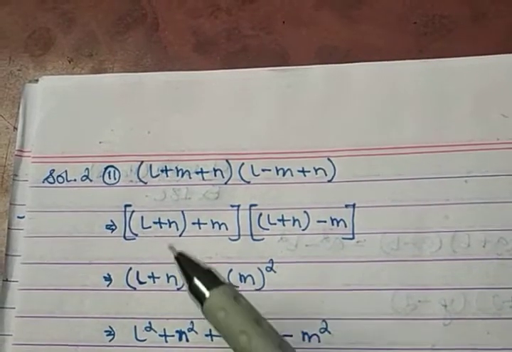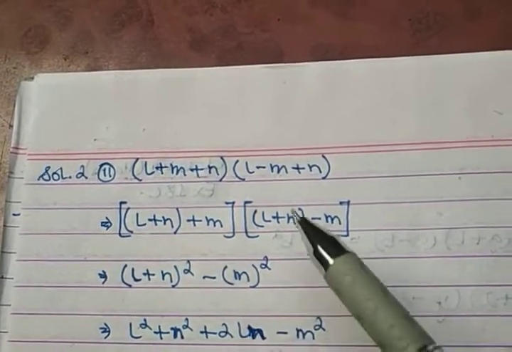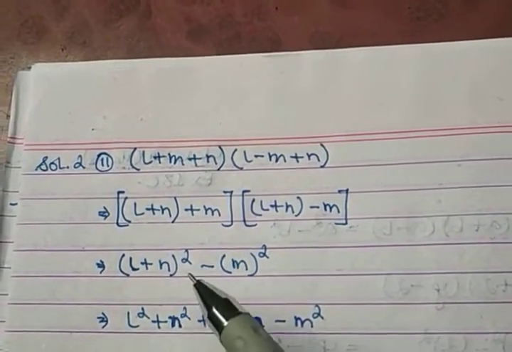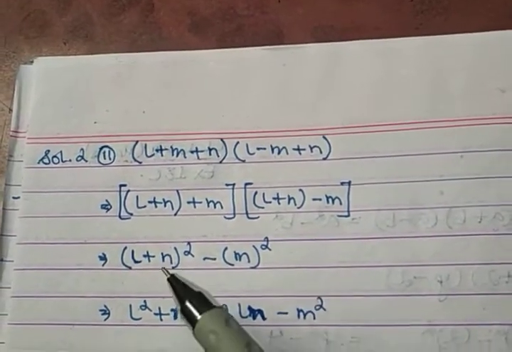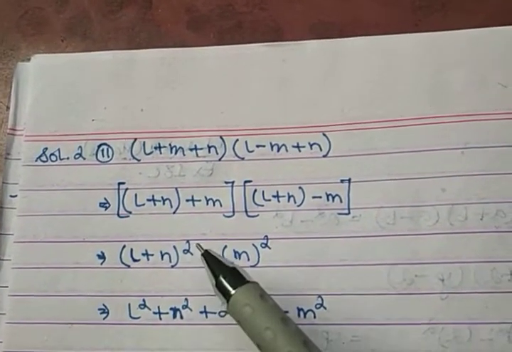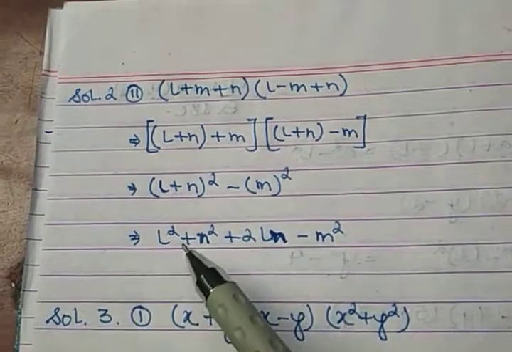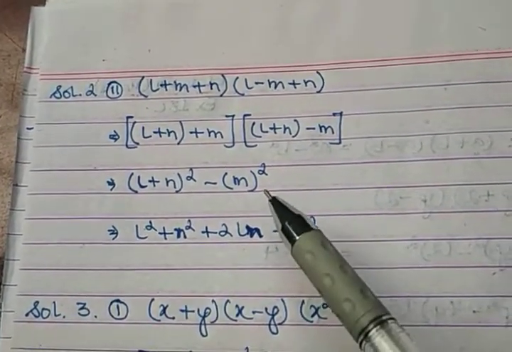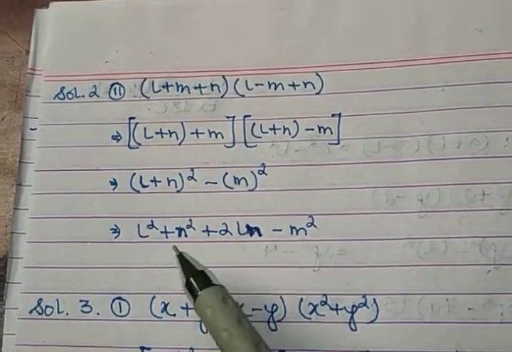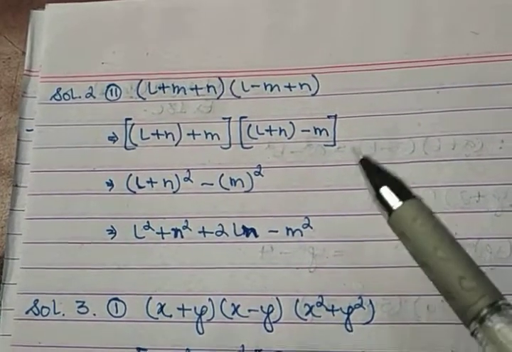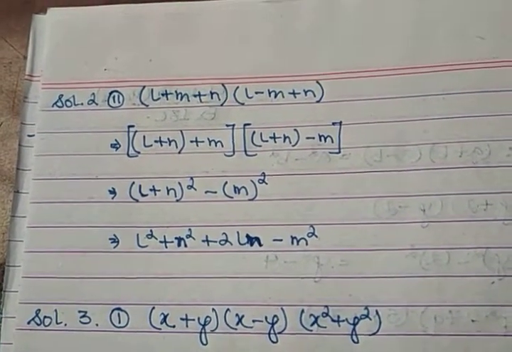Now again the same thing. See, a plus b, a minus b, a square minus b square. We know the expansion of a plus b whole square. So that is what I have done here. Minus m square. Finally, four unlike terms. So we are done here.